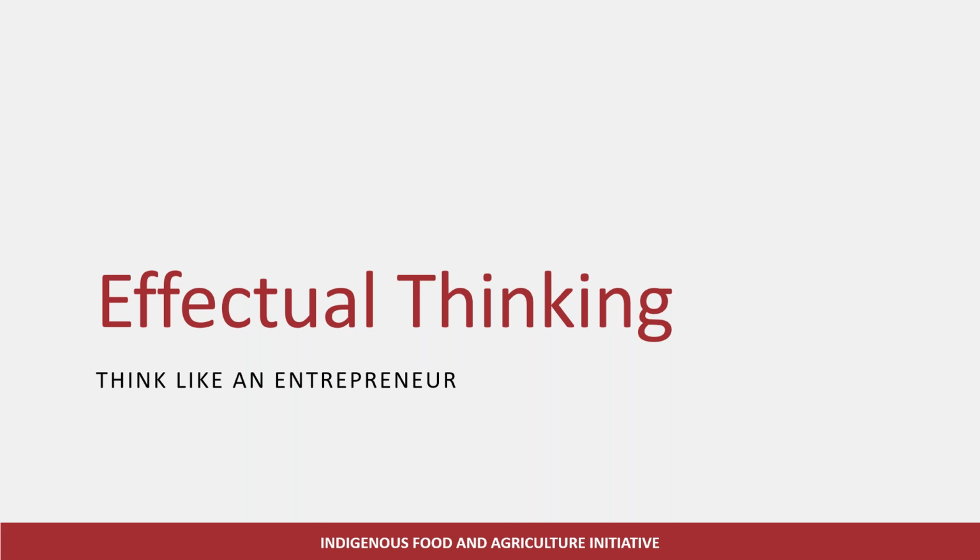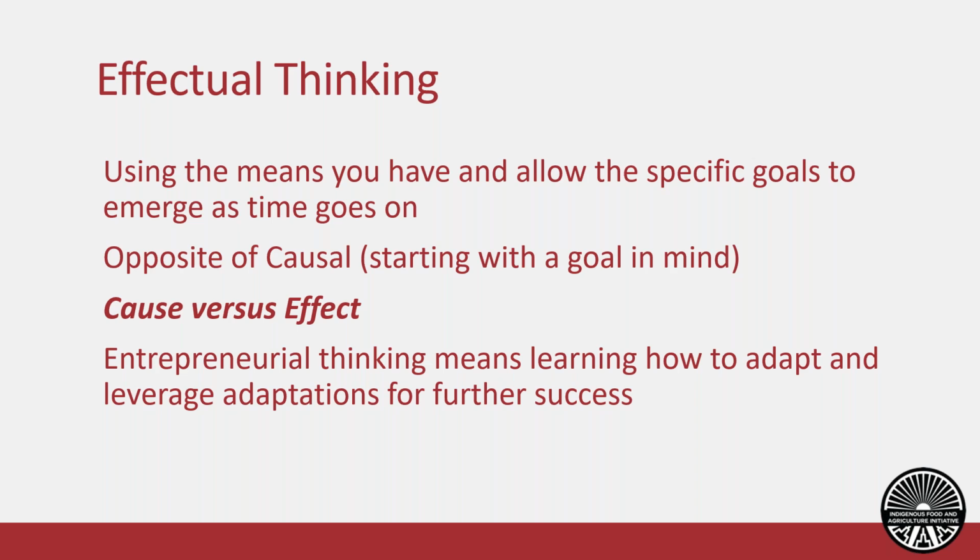Great, so effectual thinking, how to think like an entrepreneur. Basically, effectual thinking means using the means that you already have and allowing specific goals to emerge as time goes on. This is the opposite of causal thinking, think cause and effect. Causal thinking starts with a goal in mind. And effectual thinking doesn't have a straightaway goal in mind, but uses the tools that you already have to imagine a new goal, or something, being open to things as time goes on. And in essence, entrepreneurial thinking means learning how to adapt and leverage these adaptations for further success.